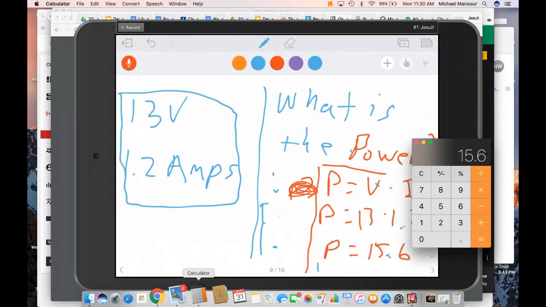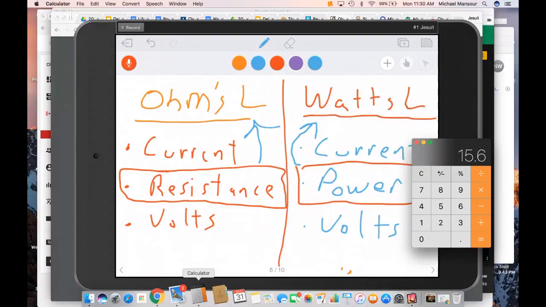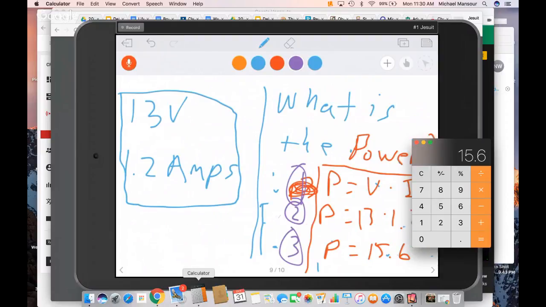Eighth graders, please remember that you need to have step 1, step 2, and step 3 whenever you are solving this. So quick review. We have Ohm's law and we have Watt's law. Ohm's law, V equals I times R. Watt's law, P equals V times I. The keywords that we're looking for: if we have the word resistance in the problem, you use Ohm's law. If you have the word power in the problem, you use Watt's law. So to solve, what is the resistance? I'm going to use Ohm's law. What is the power? I'm going to use Watt's law. That should cover it.